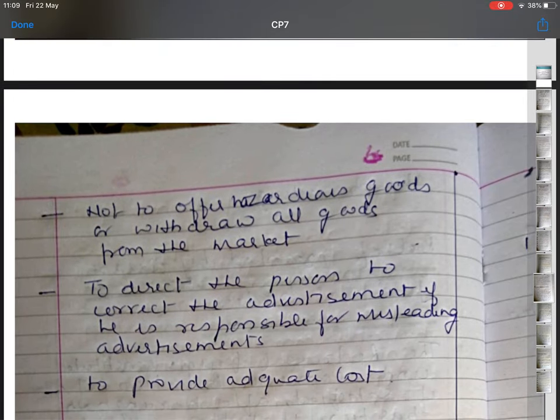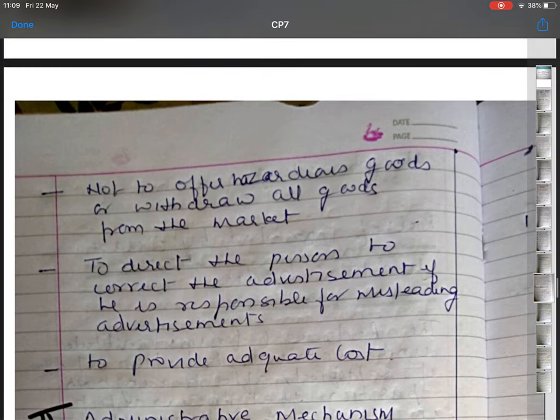If he is responsible for a misleading advertisement, then that person has to correct that advertisement. To provide adequate costs to the people who have suffered because of this party, or because of hazardous goods, or because of defects in the goods, or because of a misleading advertisement.